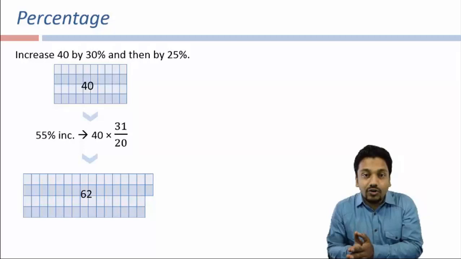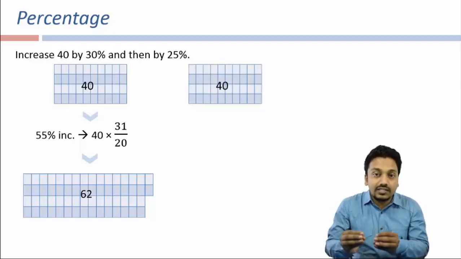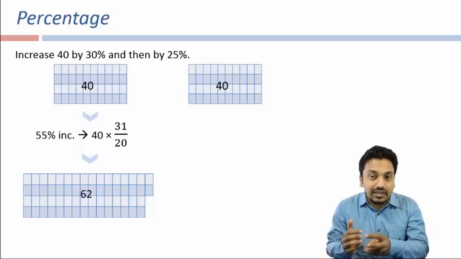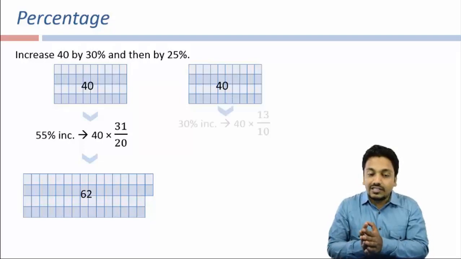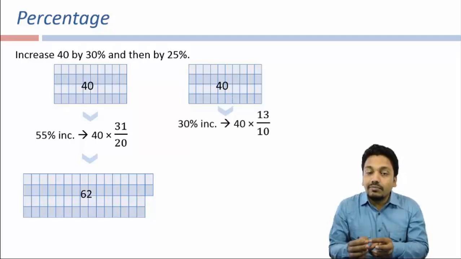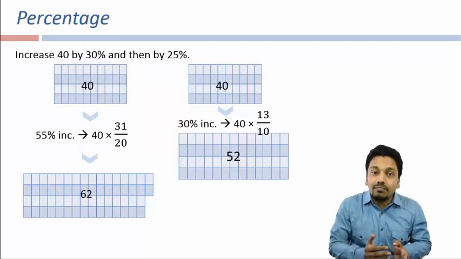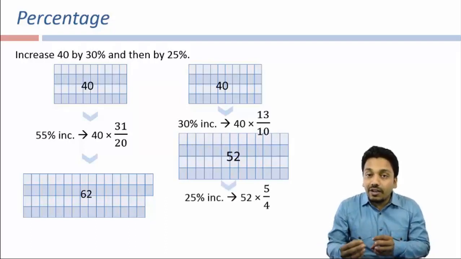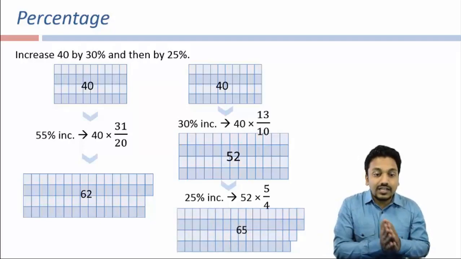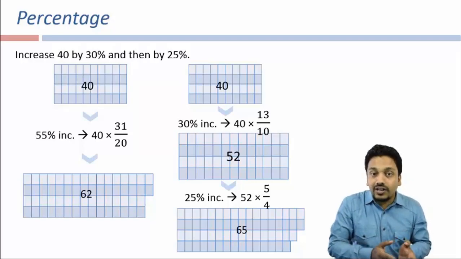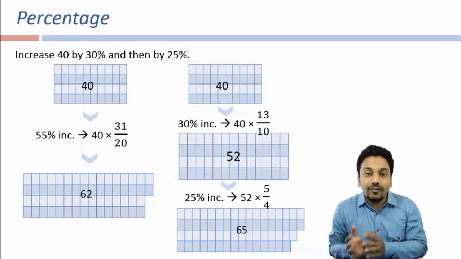Now in the second scenario, I'll increase 40 by 30% first. So the fraction for 30% is 3 by 10, and an increase of 3 by 10 would mean 13 upon 10 as the multiplying factor. So my answer would be 40 into 13 by 10, and that is 52. Now I'll increase 52 by 25%. So I'll multiply 5 by 4 to 52, and I'll get 65 as the answer. So in the first scenario, I got 62 as the answer, whereas the correct answer when I'm doing this process step by step is 65.